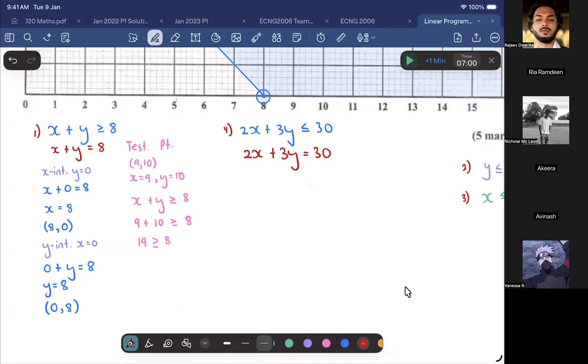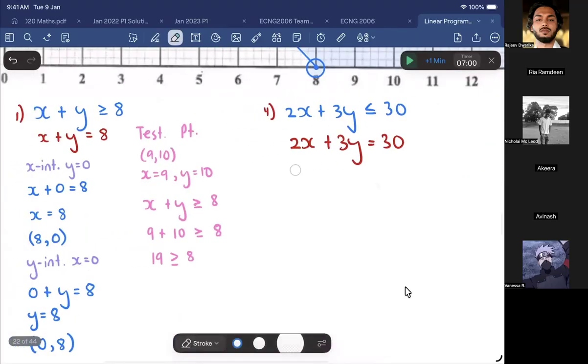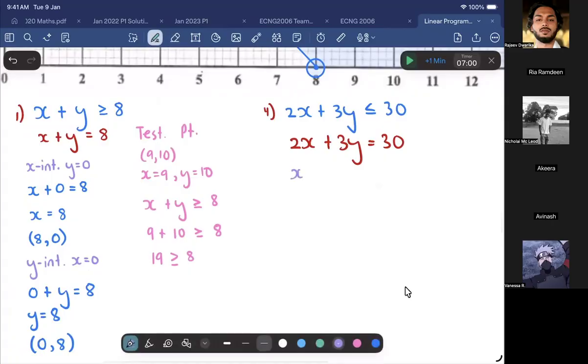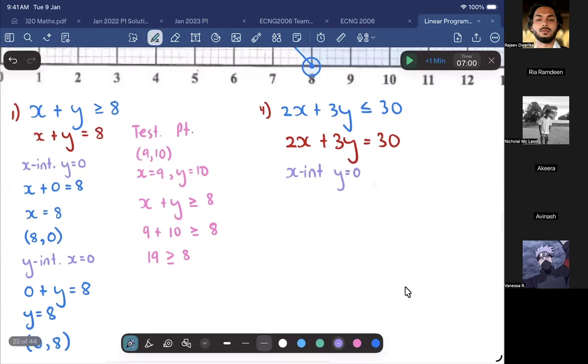Now we need to sketch the graph for that. So what are the 2 points we're going to use? The x-intercept and the y-intercept. And the x-intercept is where the graph does what? Y is equal to 0. Right, and is where the line cuts the what? The x-axis. Great.